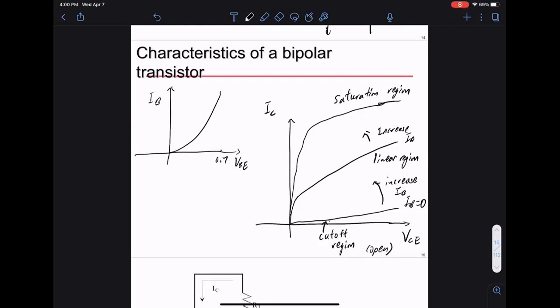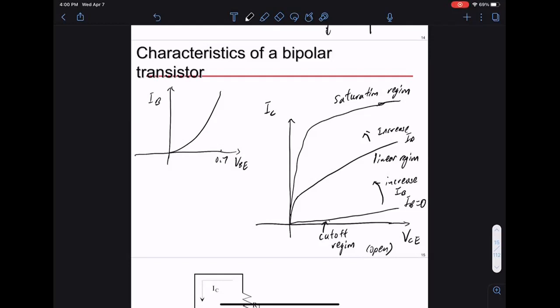And the linear region will be a closed switch as well. That'll be more like a wire with a resistance. It's like a resistor. It's linear. Voltage and current are linearly related. Okay, perfect.